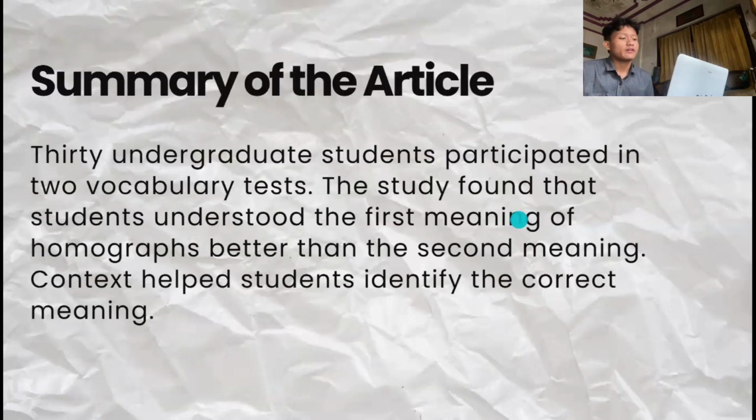And this is the summary of the article. Thirty undergraduate students participated in two vocabulary tests. The study found that students understood the first meaning of a homograph better than the second meaning. Context helped students identify the correct meaning.